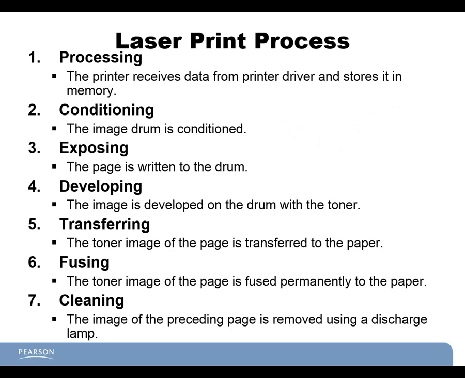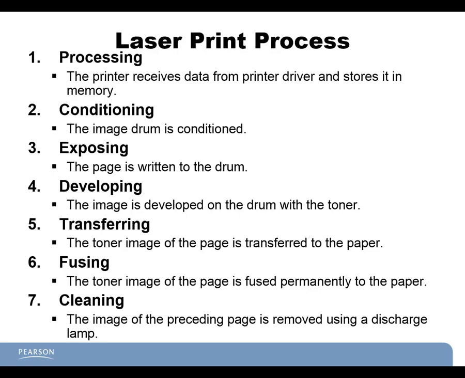So the process for laser printing, this is a 7-step process, and I expect you to see this on the A+ exam. So what you really need to do is just kind of memorize this. The first is processing. The printer receives data from the print driver and stores it in the memory. Conditioning. The drum is conditioned to get ready to take an image. Then during stage 3, the exposure, the image is written on the drum. In the developing stage, ink is put onto the drum.